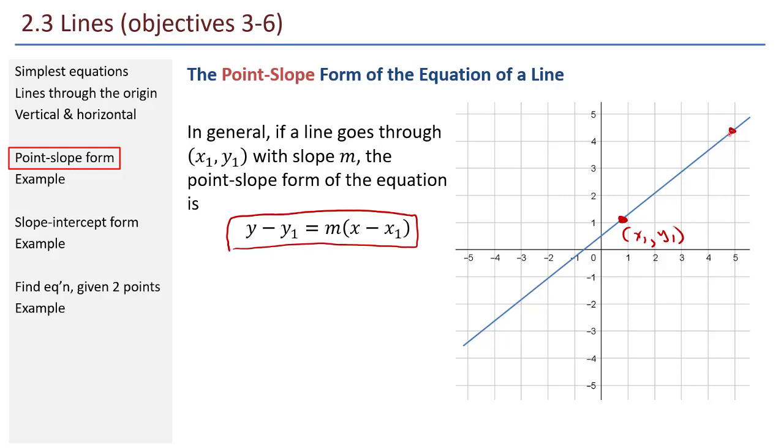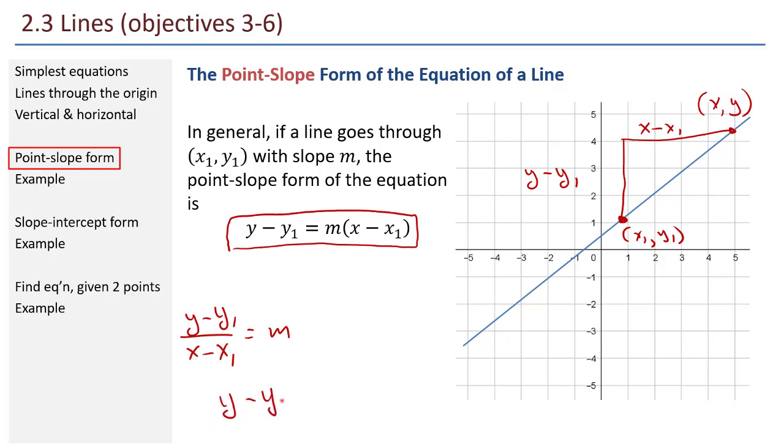And it comes, again, just from the calculation of slope, where x1, y1 is some particular point, x, y is an arbitrary point. We can calculate the slope. The change in x is x minus x1. The change in y is y minus y1. And that's where the calculation comes from. My y minus y1 over x minus x1 equals m. And when I multiply both sides by that denominator, I get y minus y1 equals m times x minus x1.